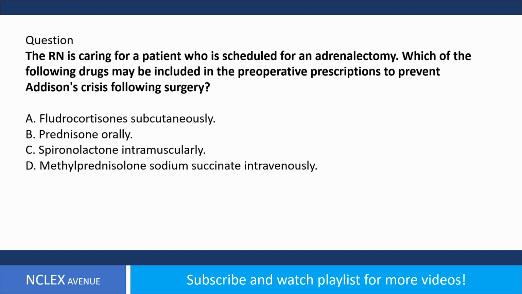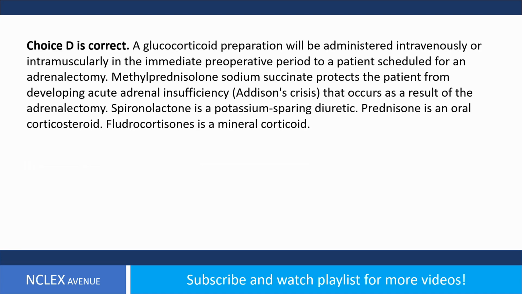Question. The RN is caring for a patient who is scheduled for an adrenalectomy. Which of the following drugs may be included in the preoperative prescriptions to prevent Addison's crisis following surgery? A. Fludrocortisone subcutaneously. B. Prednisone orally. C. Spironolactone intramuscularly. D. Methylprednisolone sodium succinate intravenously. Answer. Choice D is correct.